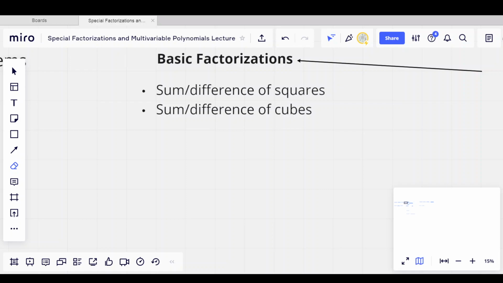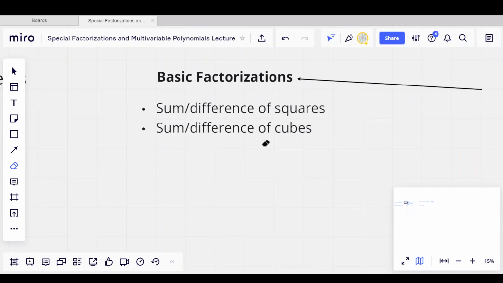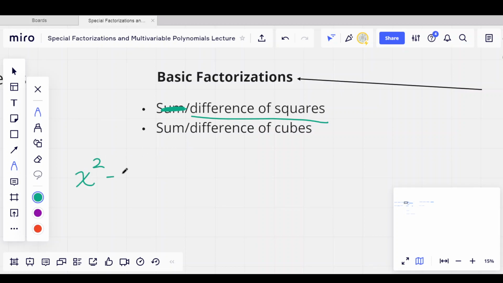Okay? So basic factorizations, we have two very useful factorizations. Okay, so basically we have the sum and difference of squares. It might have been an error, but actually we are just focusing on difference of squares. Okay, so for difference of squares, it's very simple. You just have x squared minus y squared is equal to x plus y times x minus y.